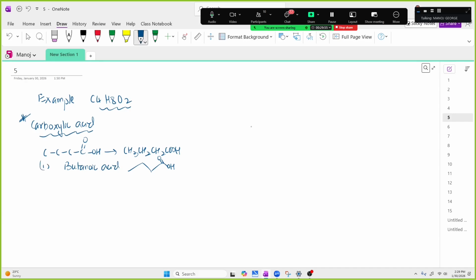Is there any other isomer you can make? You can think of chain isomer. Guys, could you just mention in the Zoom chat? Chain isomer, did you get it? How will you make a chain isomer of this? And try to give me the name of the compound if you can. How to give the name of that compound.